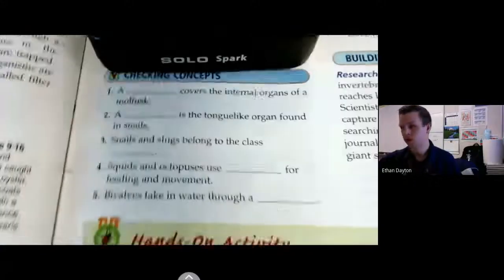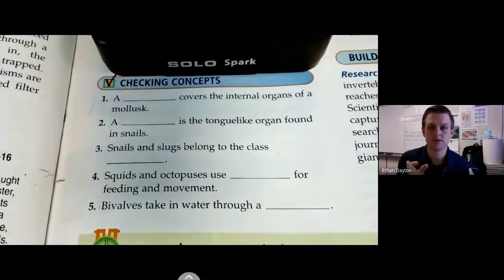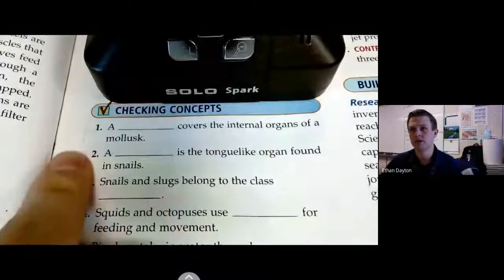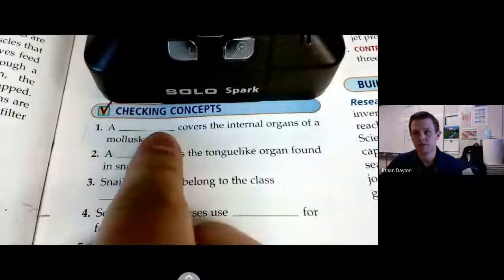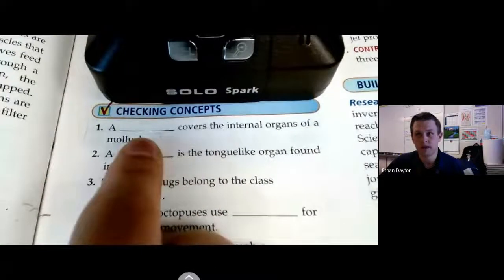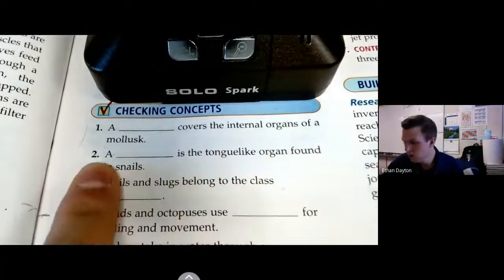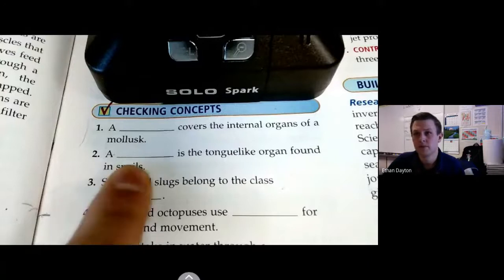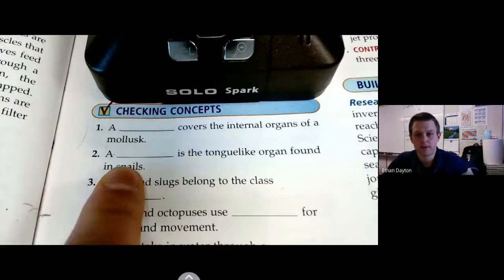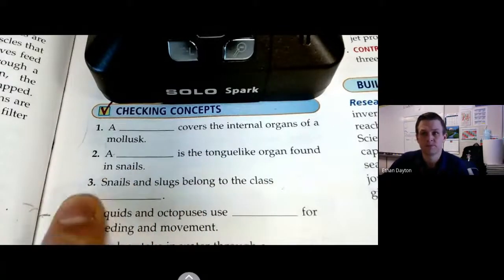Let's go on to our questions, starting with checking concepts. Again, we're on 1 through 7. Please answer in complete sentences in your science notebook. We should be well aware of this routine by now. Number 1 says a blank covers the internal organs of a mollusk. Number 2 says a blank is the tongue-like organ found in snails.